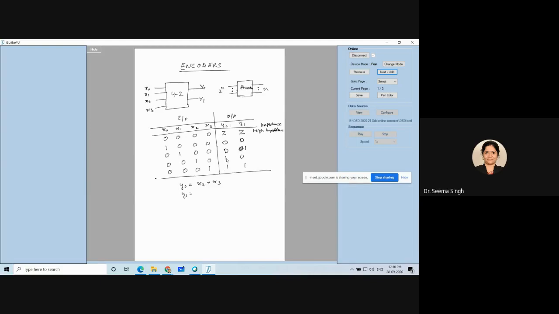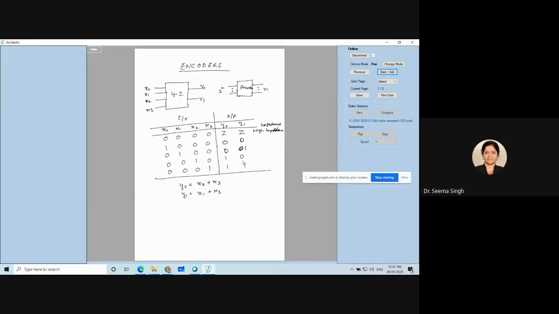So we have to see what the condition was. y0 was high when your x2 was high. So y0 becomes equal to x2 here because the rest are 0, 0. And y0 is also high for this x3. So we can write it as x2 plus x3. Now is it clear? Yes, ma'am. And y1 will be equal to x1 plus x3. Correct. y1 is x1 plus x3. Okay, so this is how you can write the equation for an encoder.